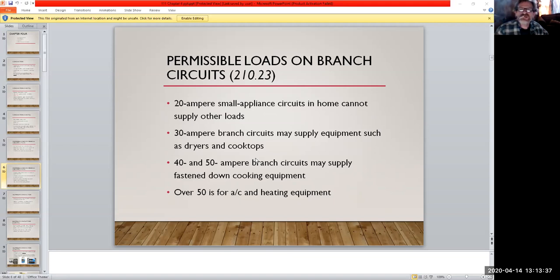And 40s and 50s are the big workhorses. You might have some fastened down cooking equipment, the built-in styles where they have double ovens and that kind of thing going on. So these things are going to draw quite a bit more. And then of course, you have over 50 for the AC and the heating equipment, depending. Of course, you always go back and see what it's rated for, depending on what you have. But it's not uncommon to see that, especially in this day and age.